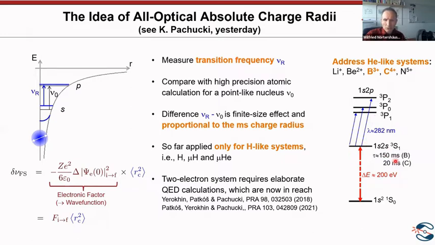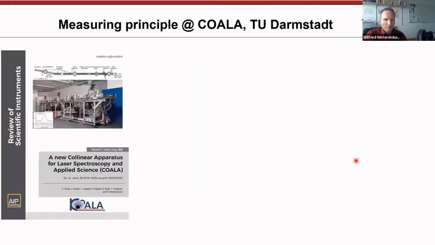You cannot easily do it in a trap, for instance. So we need an approach where you can measure quickly from the excitation of the metastable state until you really do the measurement. And an ideal approach for that is collinear laser spectroscopy.